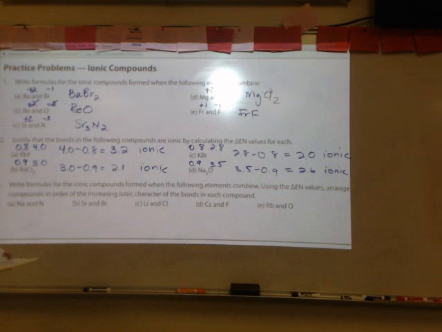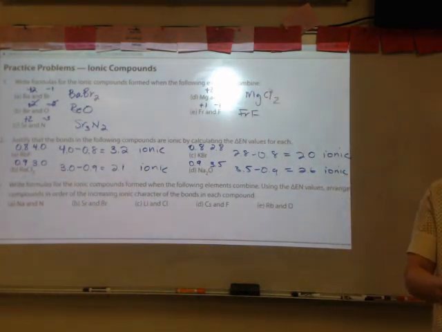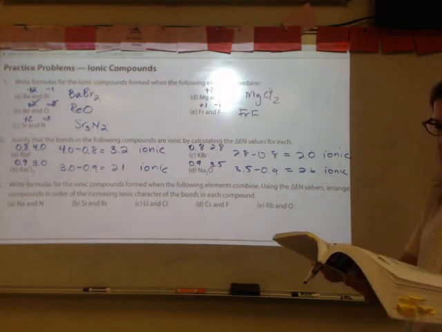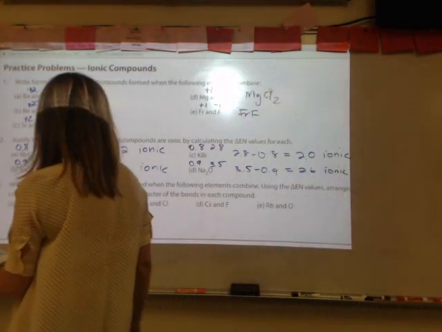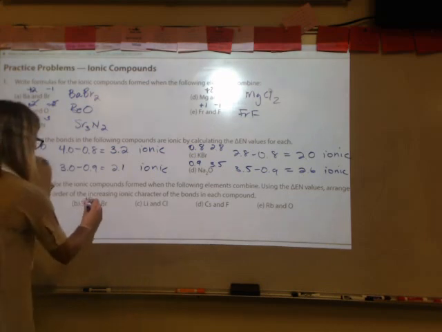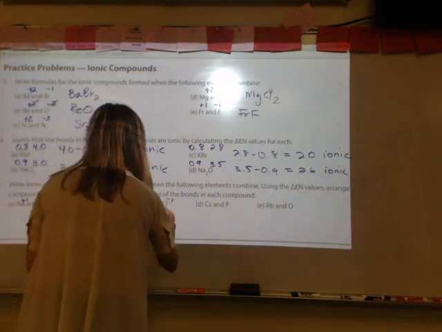Number 3, write formulas for the ionic compounds formed when the following elements combine. Use the difference in electronegativity values. Arrange the compounds in order of the increasing ionic character of the bonds in each compound. Okay, so again, we're crossing charges here to get the chemical formula. We've been doing this for a while, so I'm just going to go ahead and write all the chemical formulas down.